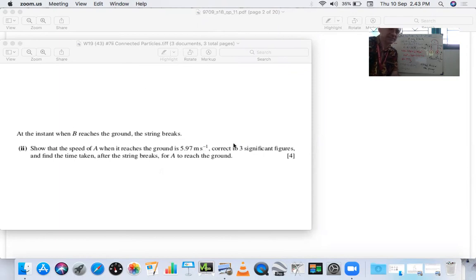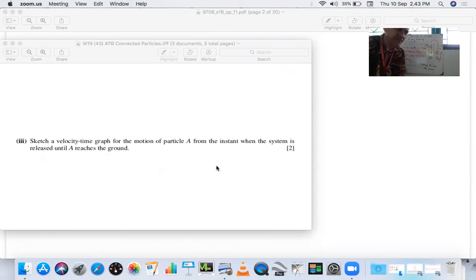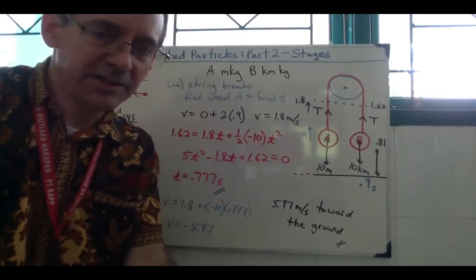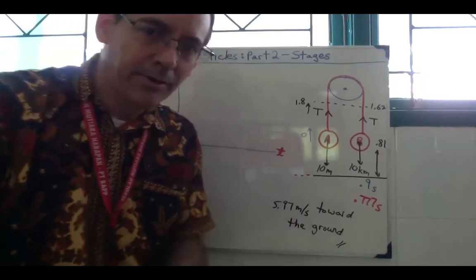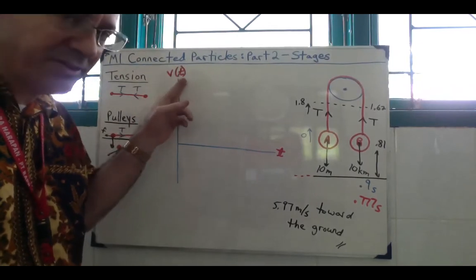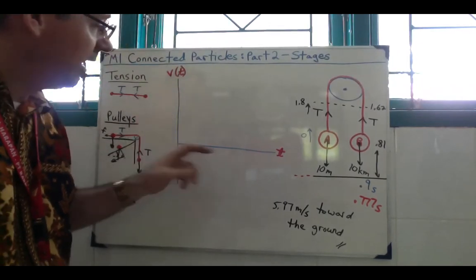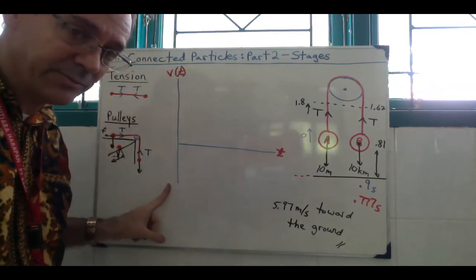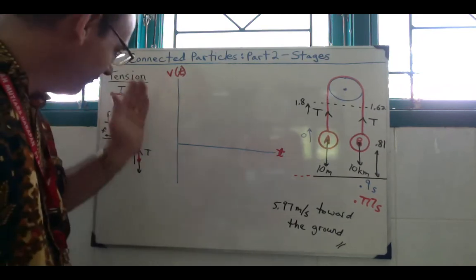So the third part: sketch a velocity time graph for the motion of the particle A from the instant when the system is released until A reaches the ground. So we need to do a little velocity time graph. Okay, let's draw this velocity time graph. Here we have velocity as a function of time, v of t, and here we have time. Notice I go down into the negative section because we had some negative velocity involved.